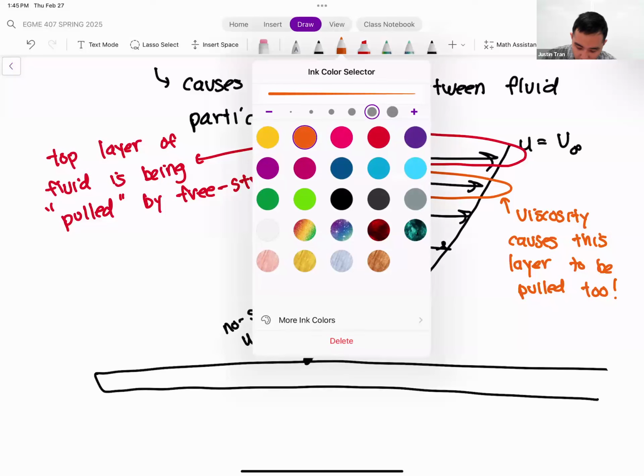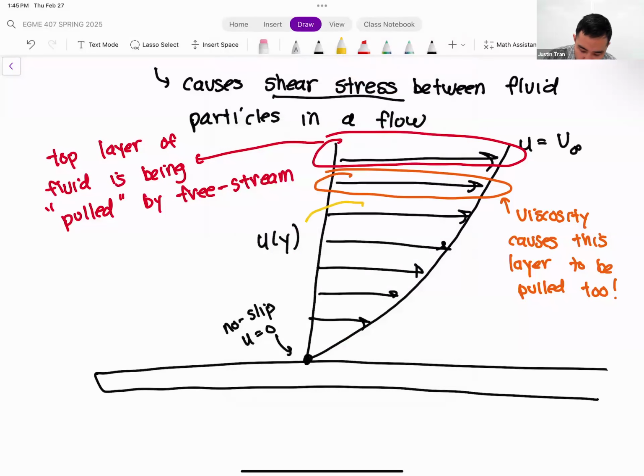And you could continue this trend all the way down as well. The main force that's causing this layer to layer adhesion, the fact that this information about momentum is being transferred between the different layers, that transfer or that communication is being caused by viscosity.